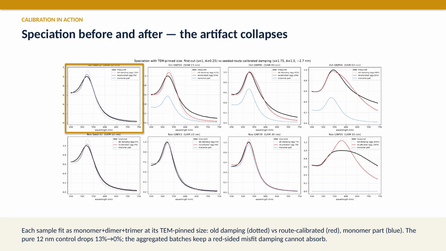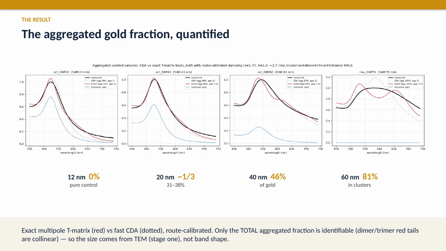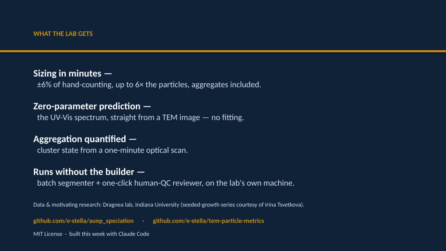Then, exact electrodynamics puts numbers on the rest. The flagged batch carries about 1/3 of its gold in clusters, the larger sizes roughly 1/2 to 4/5. Only the total fraction is identifiable, which is why size comes from the TEM pipeline. So, the lab now has one pipeline that turns a microscope image into size, distribution, and cluster state. In minutes, not an afternoon.